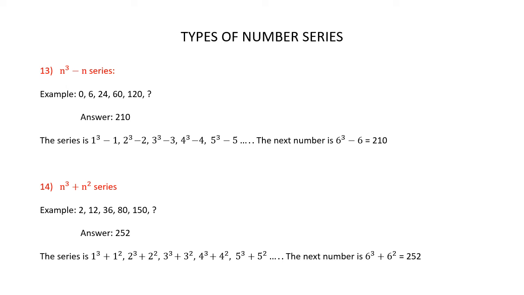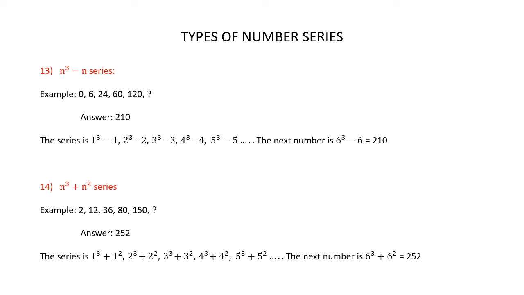Next is n cubed minus n series. Let's understand this with an example. Look at this number series: 0, 6, 24, 60, 120, question mark. You have to find this missing number. Observe the numbers in this number series. You will notice that it is a n cubed minus n series.